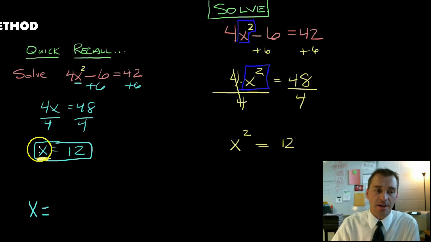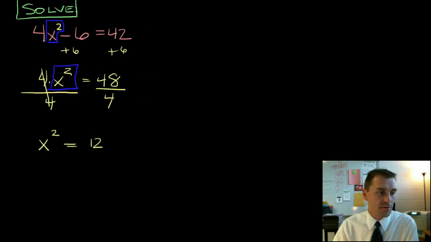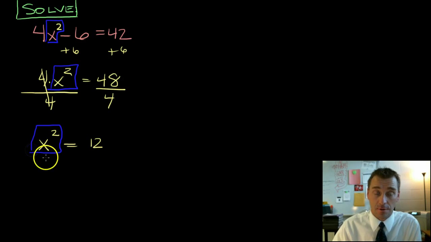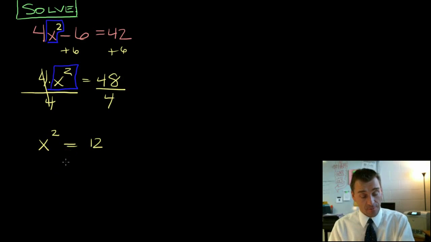Now if we were just doing x equals 12, we'd be done, but we got some more work to do. So I've at least done that. Let me move this over. Okay, so I got x squared equals 12. That is step 1 where I have isolated the thing that is actually squared. Okay? Here's step number 2.